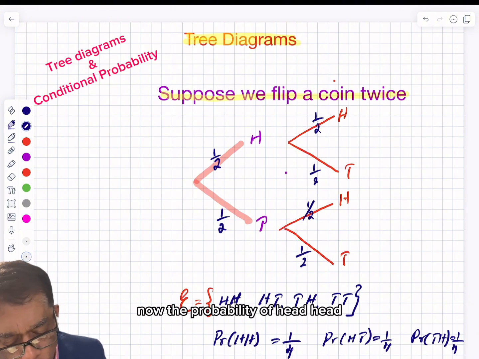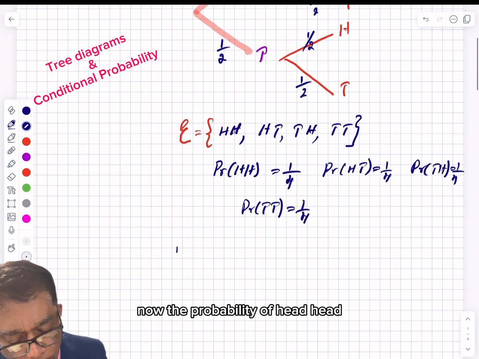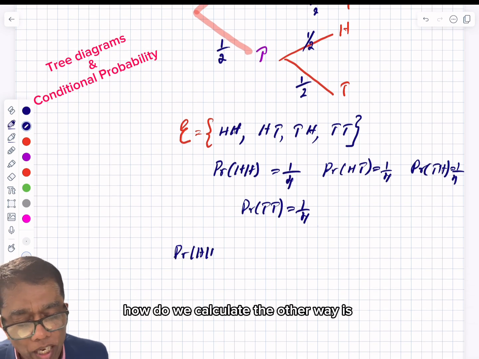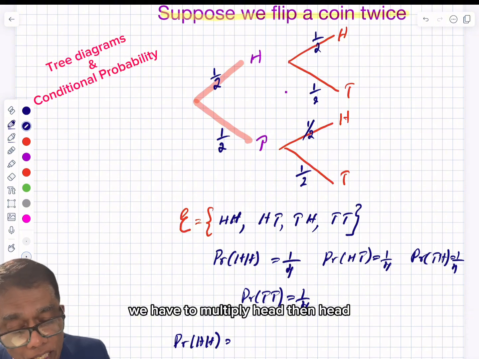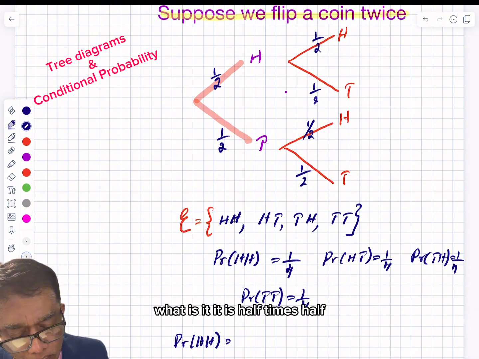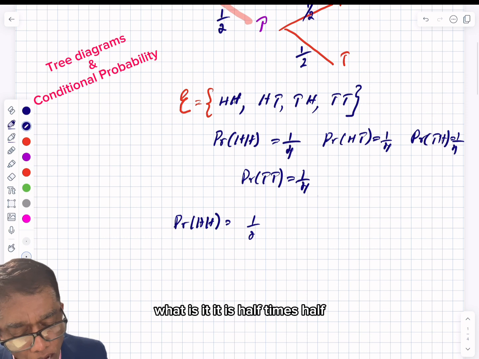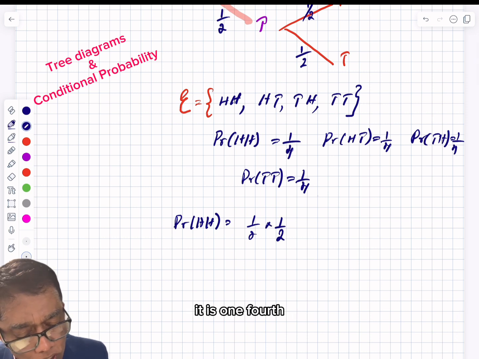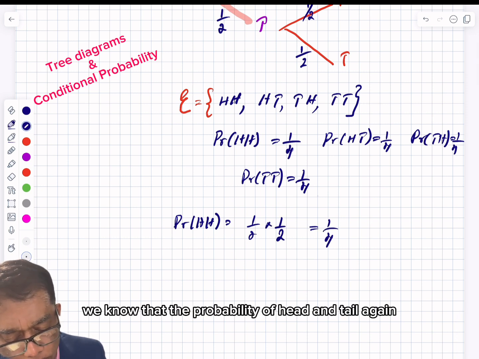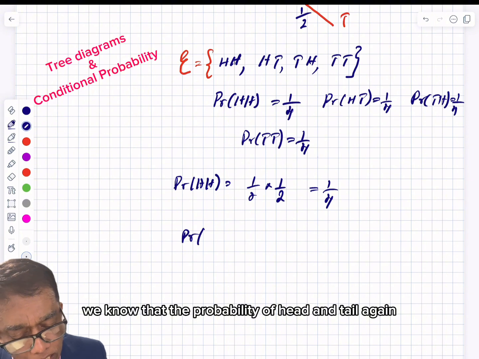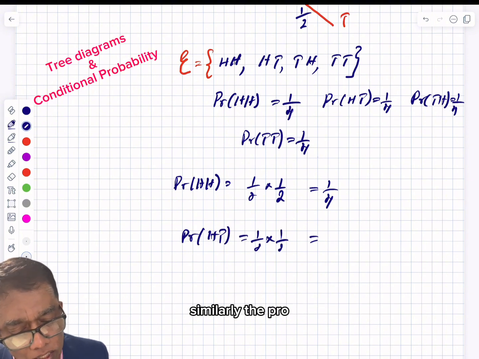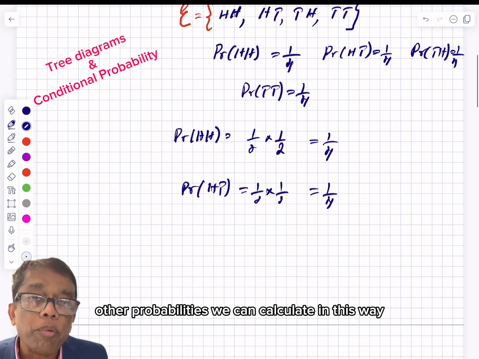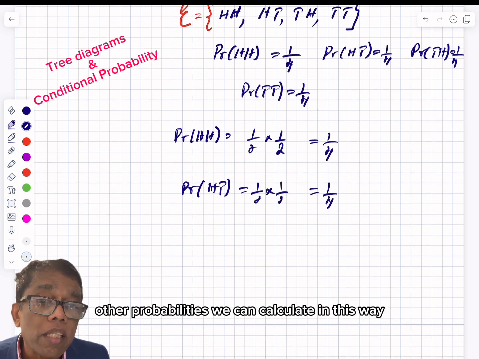Now, how do we calculate the probability of head and head? We have to multiply the branch probabilities, half times half, which is 1/4. We know that. The probability of head and tail is again half times half, which is 1/4. Similarly, the other probabilities we can calculate in this way.